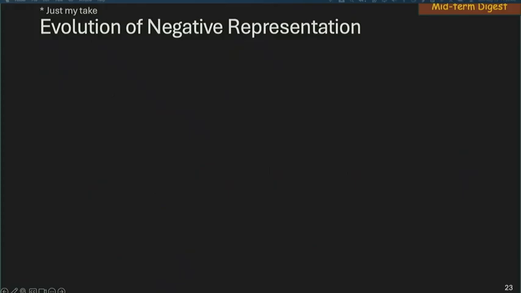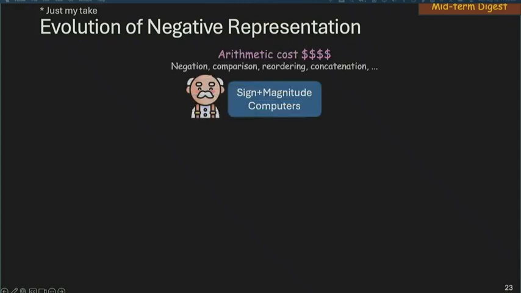All right. So what we're about to see is a fun illustration of the relationship between 2's complement, 1's complement, and that original sign plus magnitude representation. It's just my take, by the way.